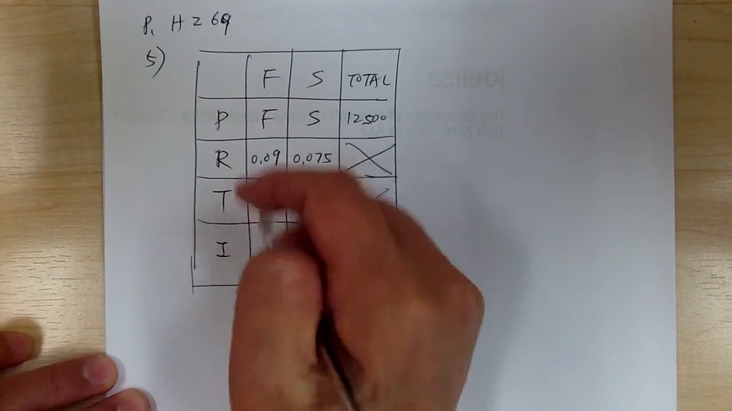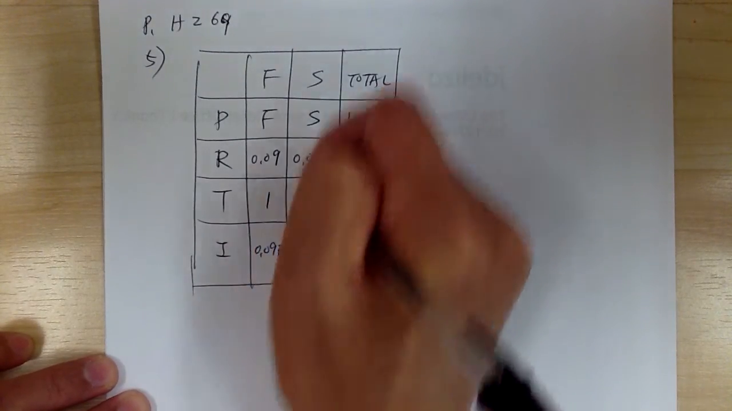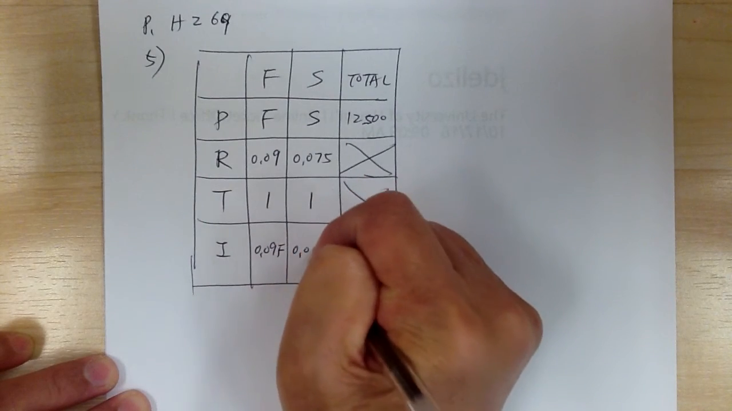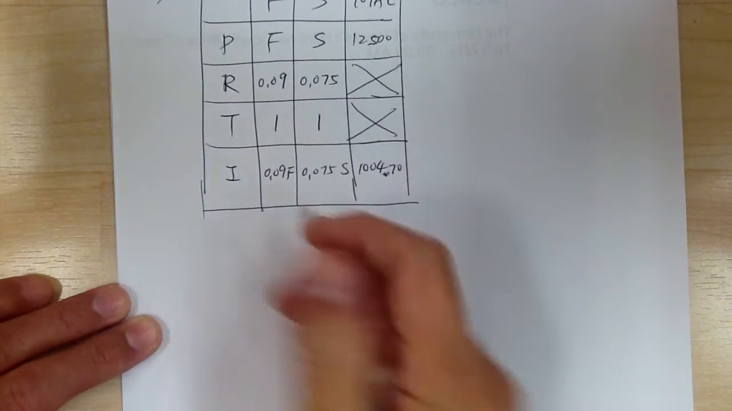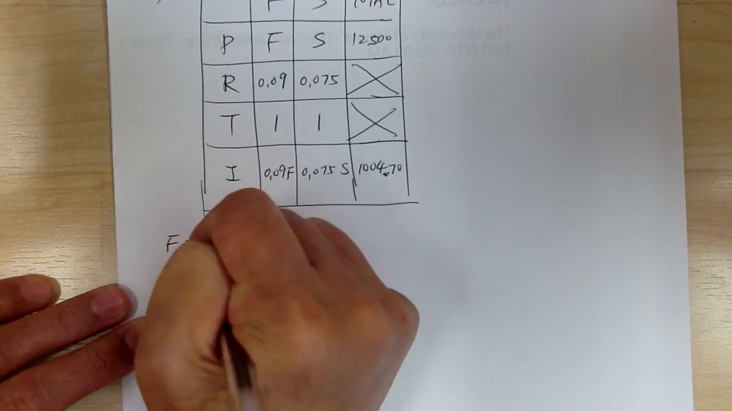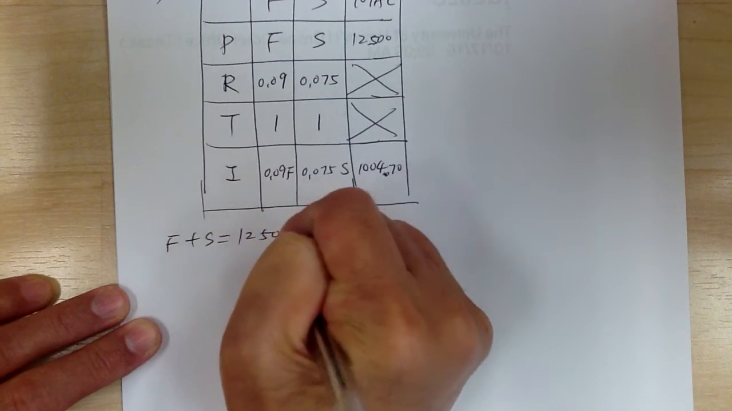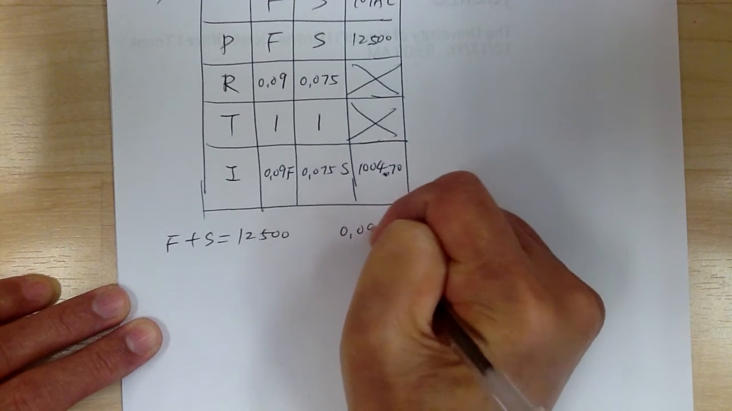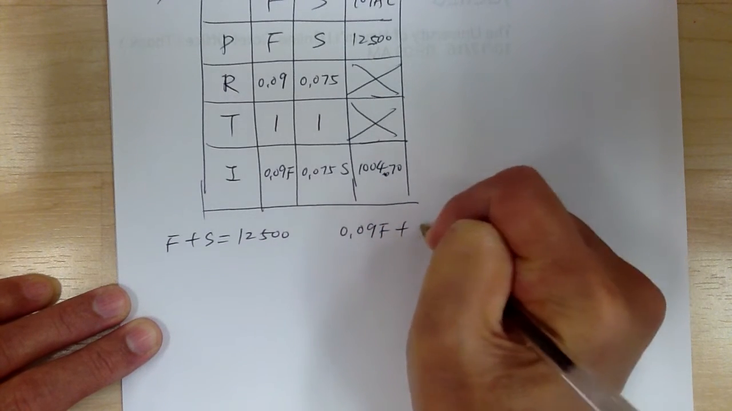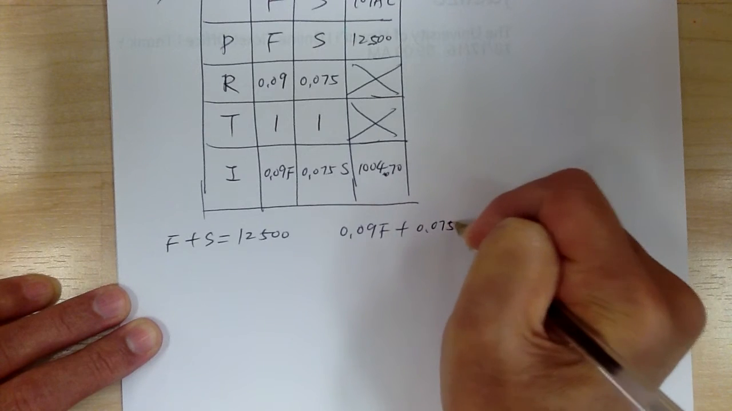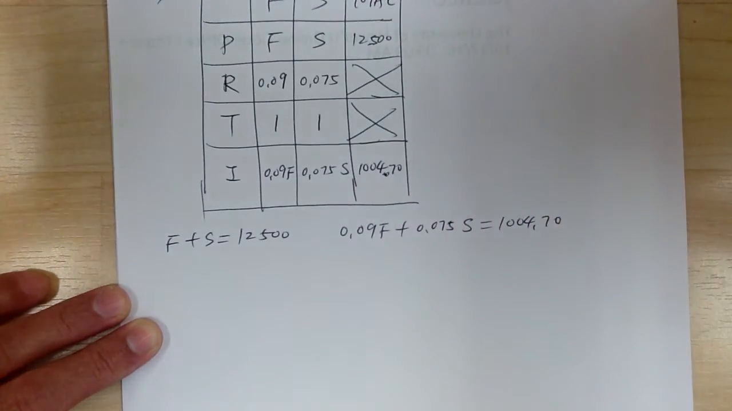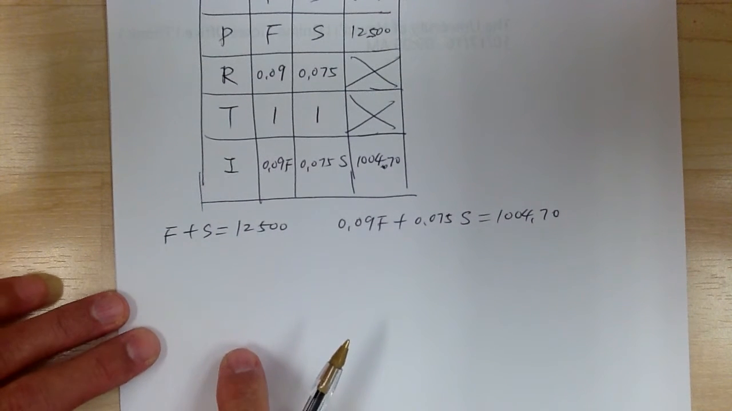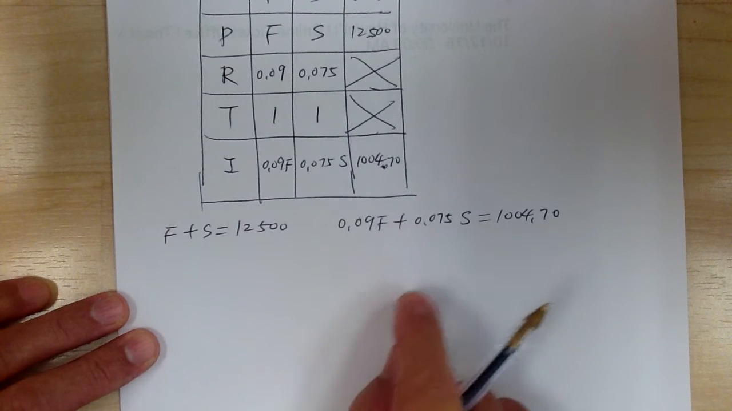So multiply it down, you get 0.09f. Multiply it down, you get 0.075s. So that's your two equations. So write your equation. So f plus s equal to 12500. You get 0.09f plus 0.075s equal to 1004.70. So investment problems are fairly straightforward, okay? And the things that you have to watch out for is that the numbers are kind of messy, right?